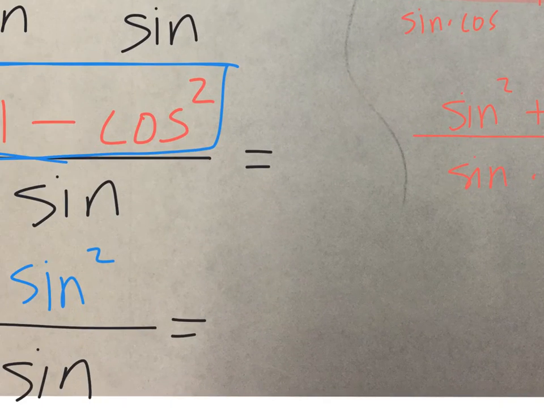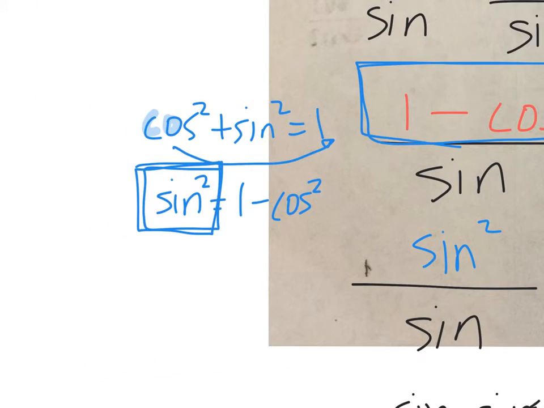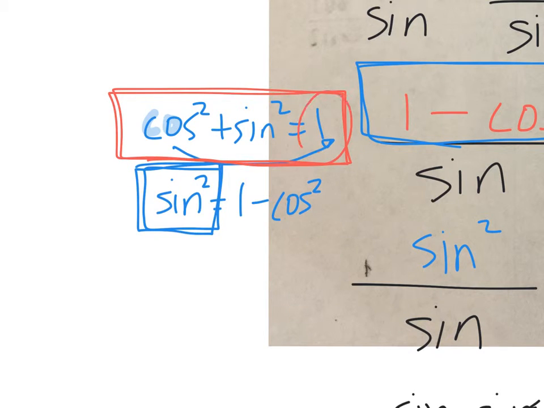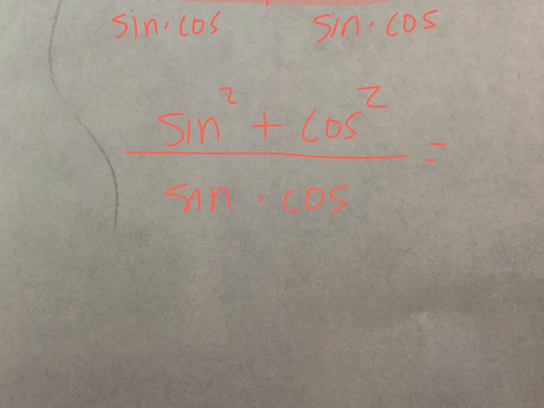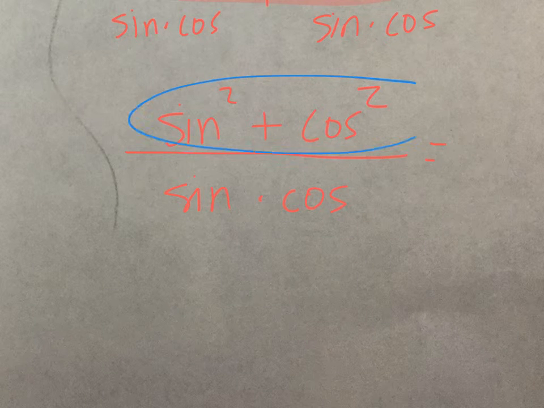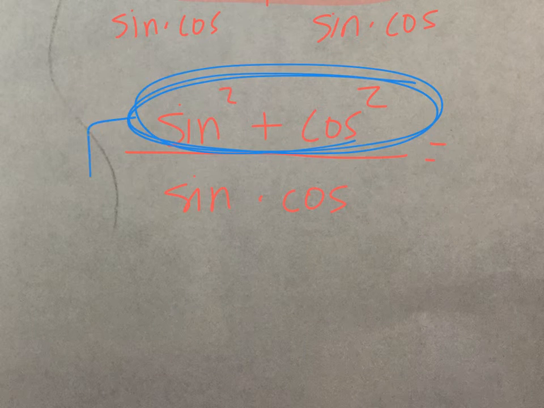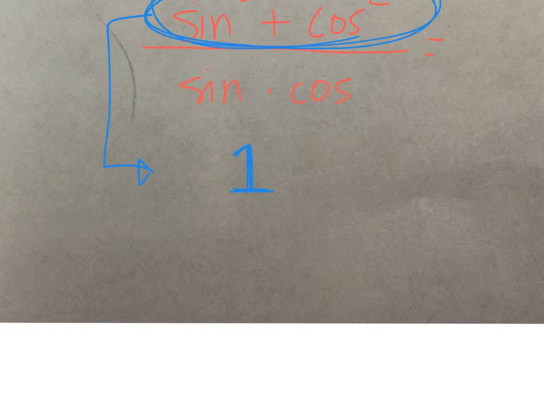Now, as we discovered over here a second ago, cosine squared plus sine squared is equal to 1. So for my Pythagorean replacement, instead of sine squared plus cosine squared in the numerator, I'm going to replace that with just the number 1. It's its trigonometric equal. I am substituting so that I have things that make it easier.